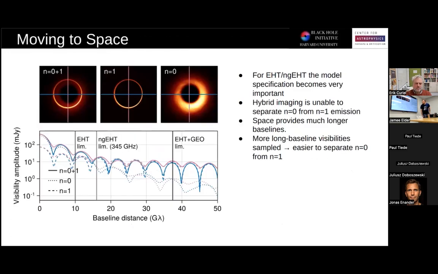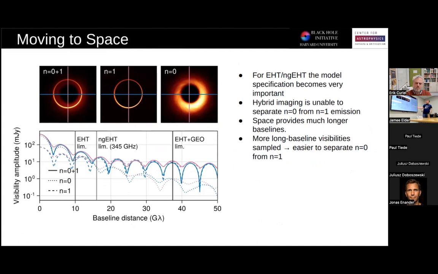Okay, so the last thing I wanted to talk about is that there's been a little talk about moving to space. So this is EHT plus an orbiter at GEO, like the Event Horizon Explorer concept. There are a few different ones. You could put one at LEO, GEO, maybe an Earth-Moon system. I'm going to look particularly at some GEO option. This is a rough limit for what you would expect at GEO.